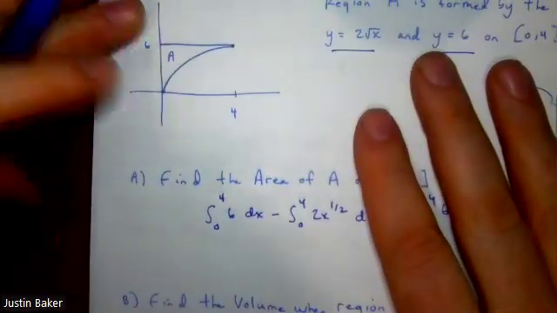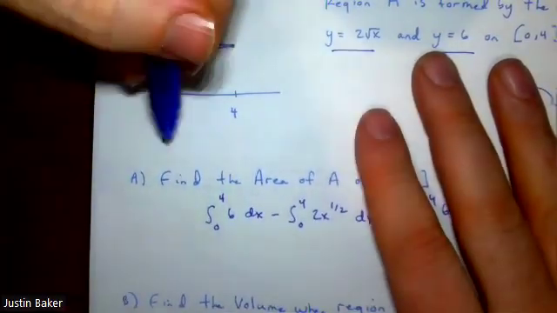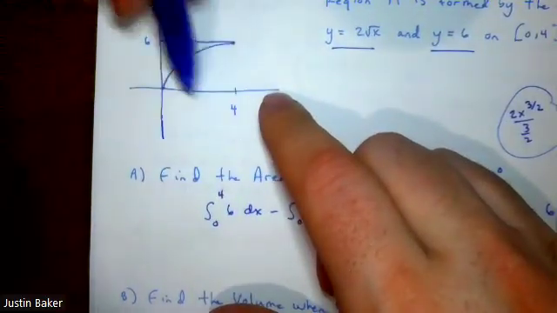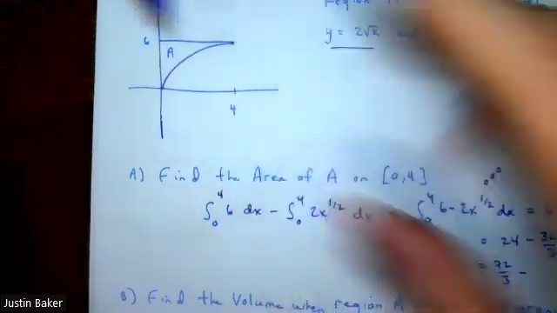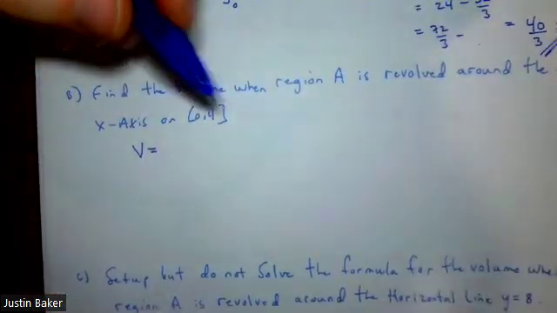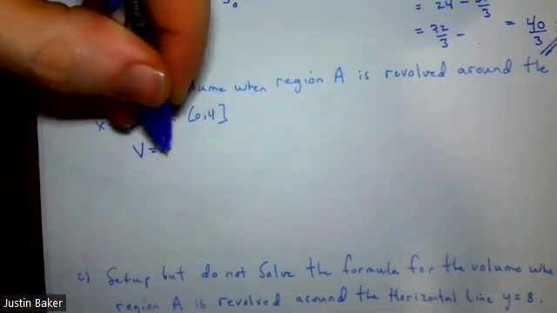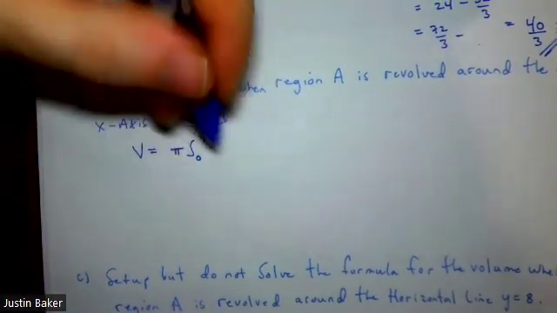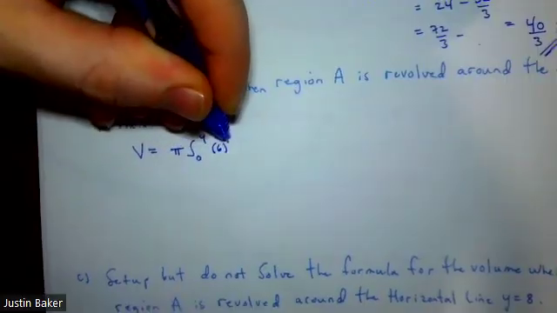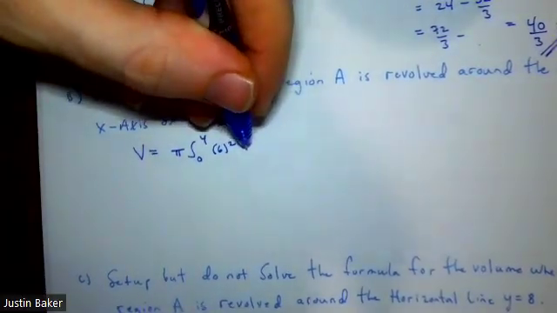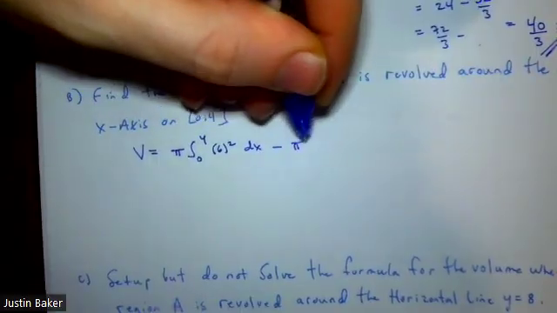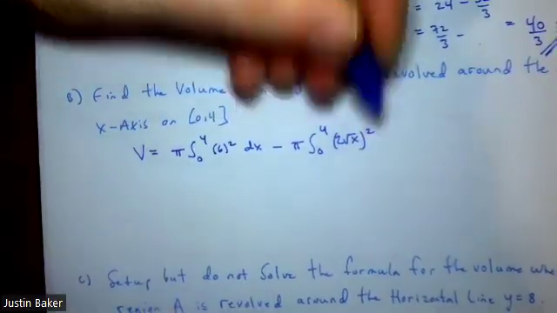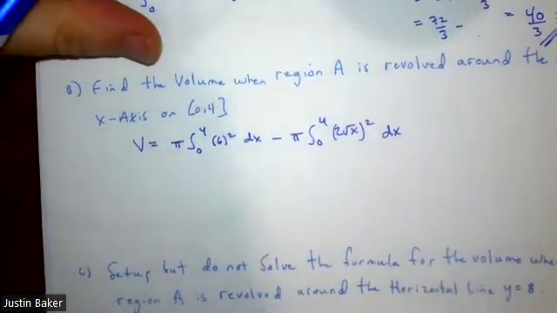When we're doing this, this is really bringing both of these the other direction. So you would have this one down here, and then that one would curve up. So the outer function is the horizontal line. The outer function is pi r squared, so pi, and what's our function in this case? It's just going to be 6 squared, and then minus pi, and then the function squared is going to be 2 root x squared. Okay, so that's our setup.